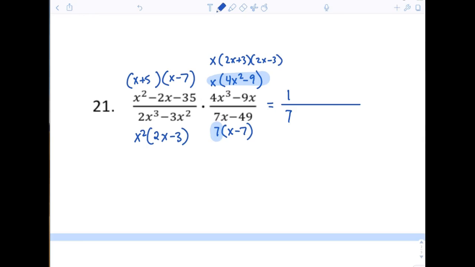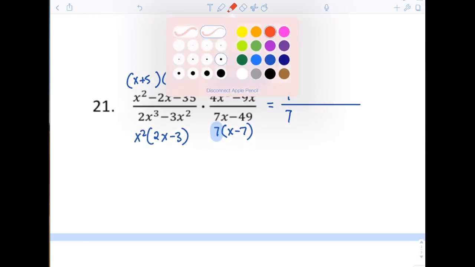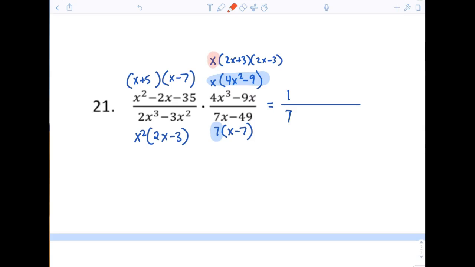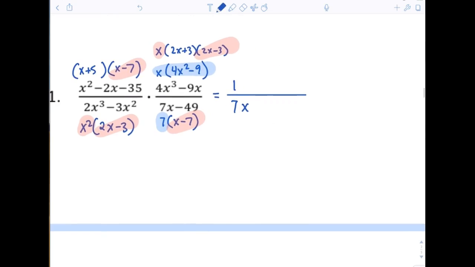Now I'm looking at just my variables. I have an x and an x squared. So x on the bottom. And now it's just a matter of crossing things out. 2x minus 3, 2x minus 3. X minus 7, x minus 7. Everybody agree? So now, what's left on the top? X plus 5 is 2x plus 3.